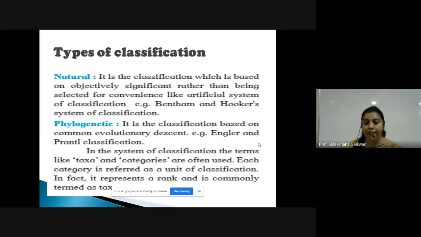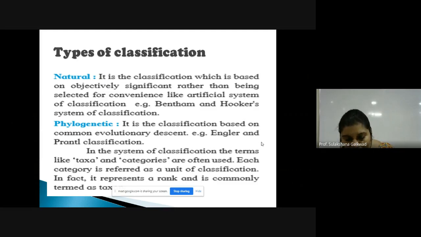Then comes phylogenetic classification, which is a very good one. This classification is based on evolution. Engler and Prantl did this classification. It speaks about how evolution occurred, and that's why it is used by many scientists. Carl Woese used it for the three-domain theory, and R.H. Whittaker used it for the five-kingdom system of classification, which we have to study for the exam. So it is a phylogenetic method of classification in which evolution is the basic thing. These are the three different types of classification.